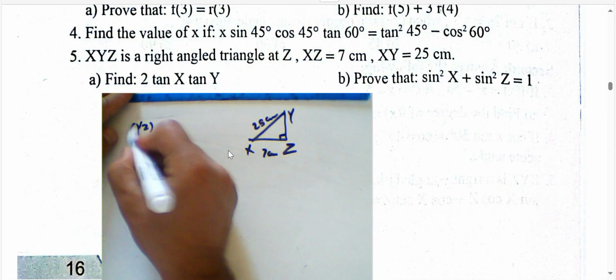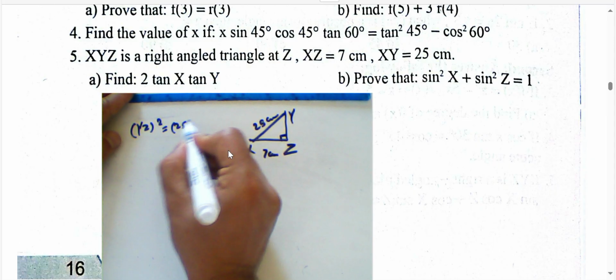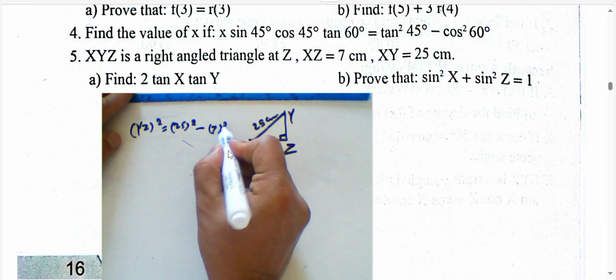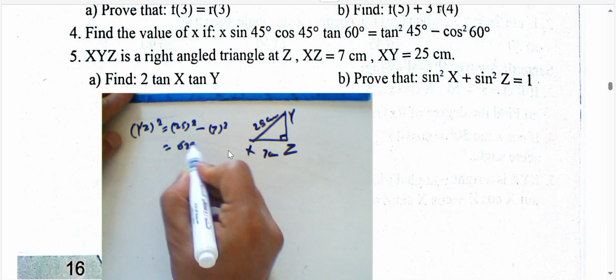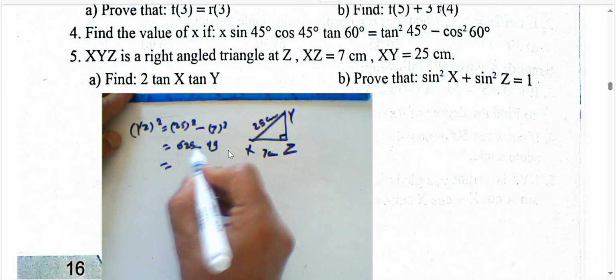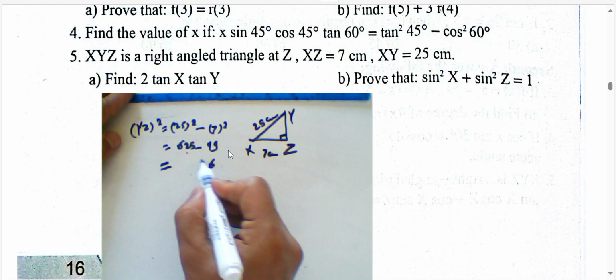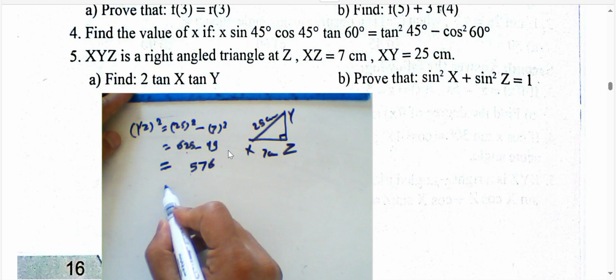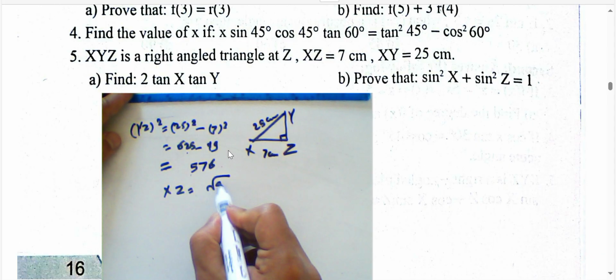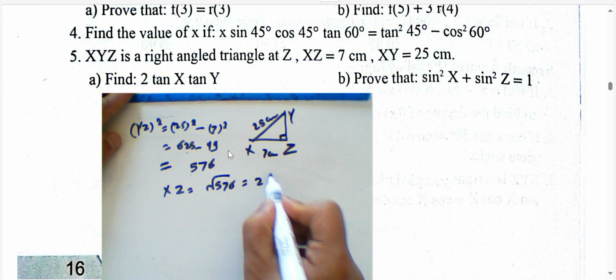We can write yz power 2 equals 25 power 2 subtract by 7 power 2, which is 625 subtract by 49. 15 minus 9 equals 6 and 11 minus 4 equals 7 and 5. Then yz equals square root of 576. It will be 24.